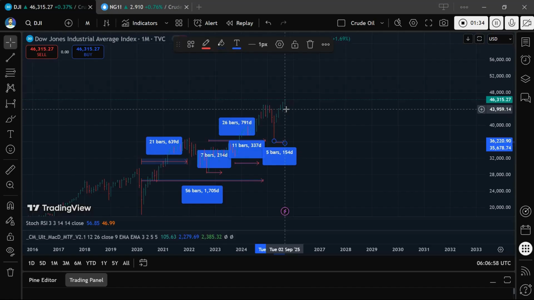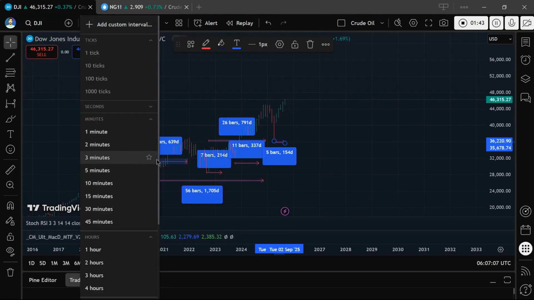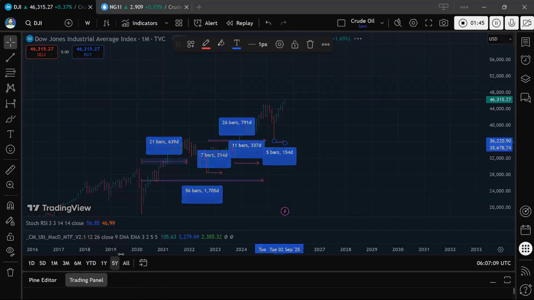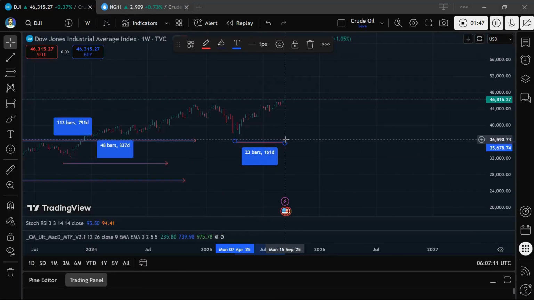And in the end, I want to show that we still have at least 2 bars for Dow Jones, but on the weekly, there's weekly too. We are approaching a turning point in 3 weeks. So be careful with that.